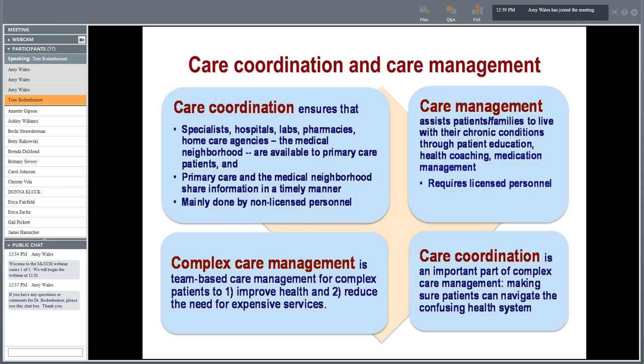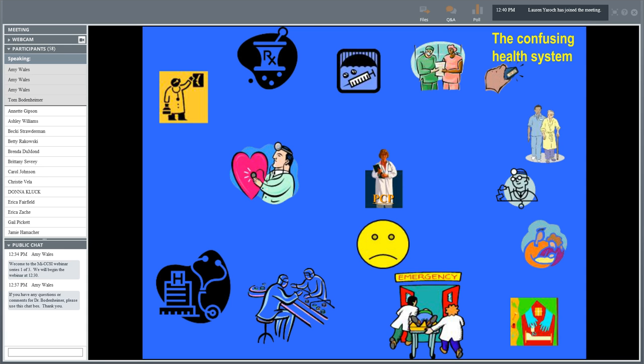I think a lot of you are care managers who do care management. Complex care management is team-based care management for people with complex illnesses to improve their health and to reduce the need for expensive services. So care coordination is part of complex care management, which is making sure people can navigate the confusing healthcare system. But care management is actually more than care coordination. Care coordination is more the navigation part. So this is the confusing healthcare system.